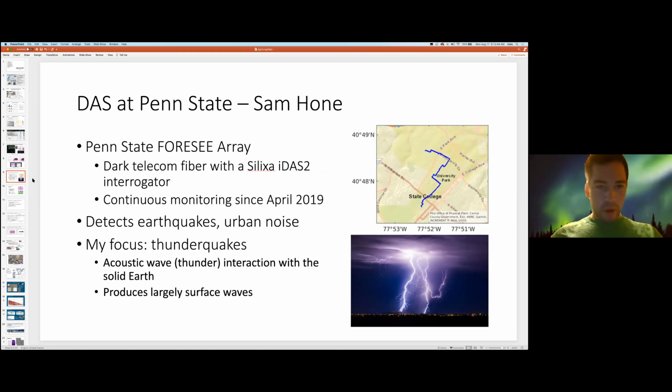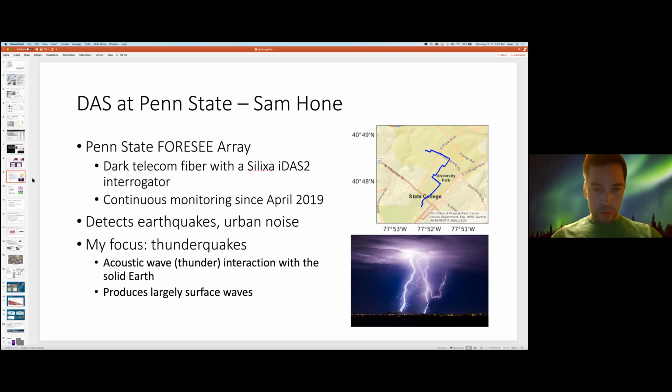All right, hello everyone. I'm Sam Hone at Penn State, and I'm working with the Penn State 4C array. You can see the map here, which is a dark telecommunications fiber with a Silixa iDAS interrogator that runs through State College, PA, right by the campus. It's approximately 5,000 meters long, and it's been continuously monitoring strain rates since April 2019.